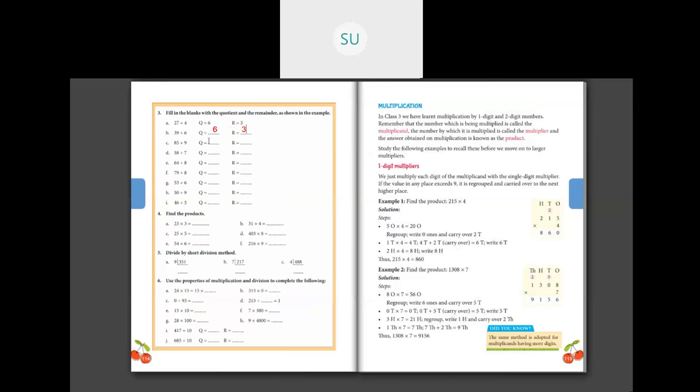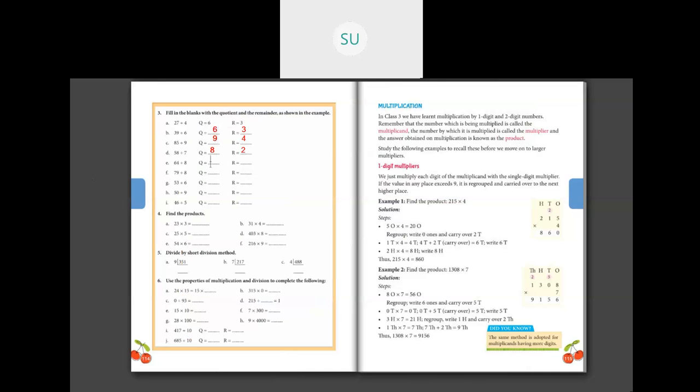Then 85 divided by 9. Now 85 again doesn't come in the 9 table. So we'll see the number nearest to 85, which is 81 in the 9 table. 9 nines are 81. So 9 is the quotient, and 85 minus 81, which is 4, is the remainder. Okay, next one, 58 divided by 7. So 7 eights are 56. So 58 minus 56 is 2. So quotient is 8, remainder is 2.